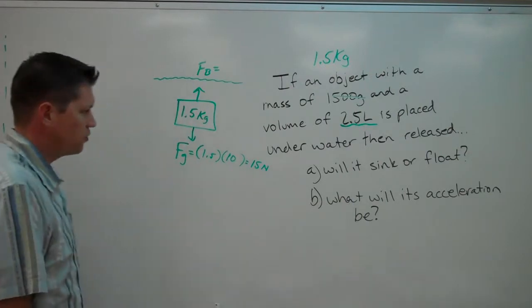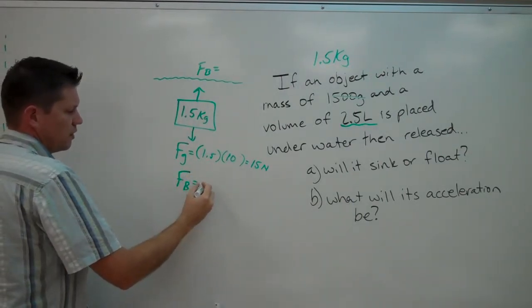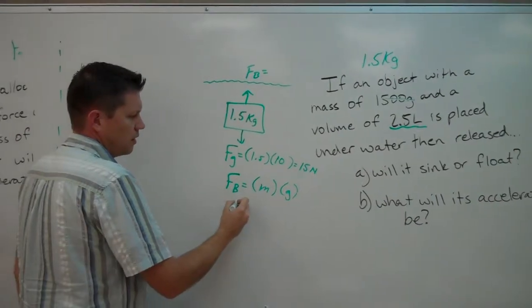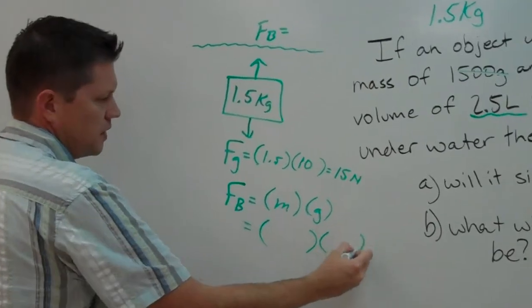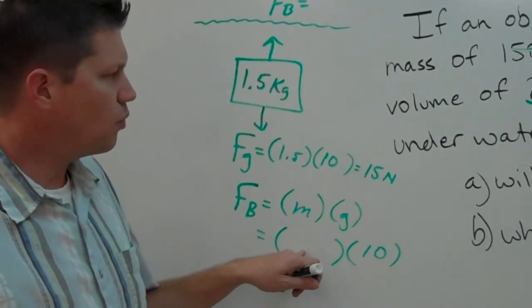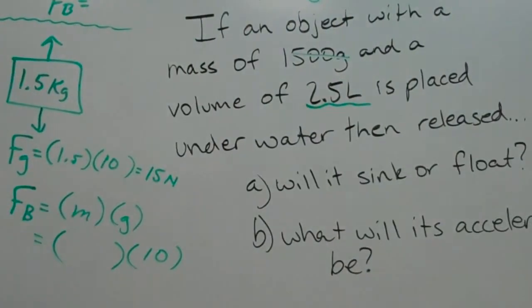So 2.5 liters of water. I need to calculate the buoyant force. So it's going to be equal to the mass of the water times g. g in this problem is 10. We're going to keep it simple. How much water is 2.5 liters? What is the mass equivalent?